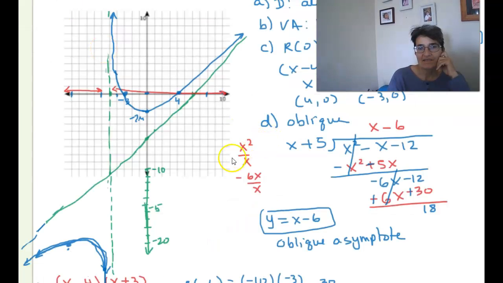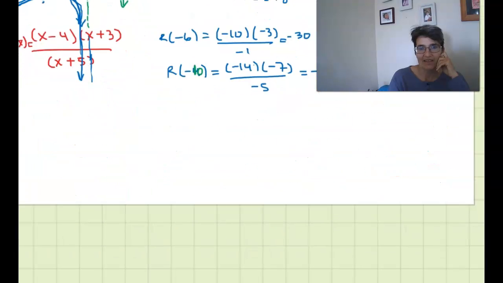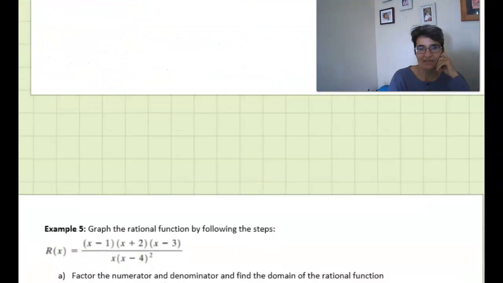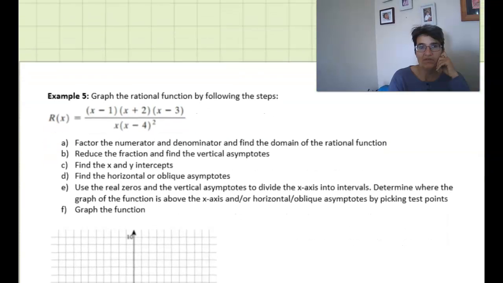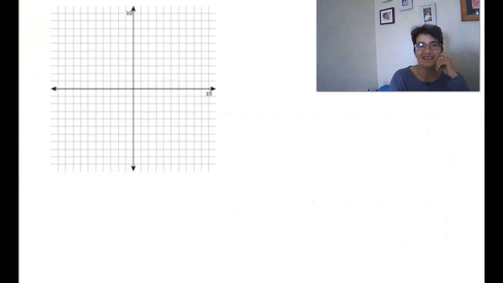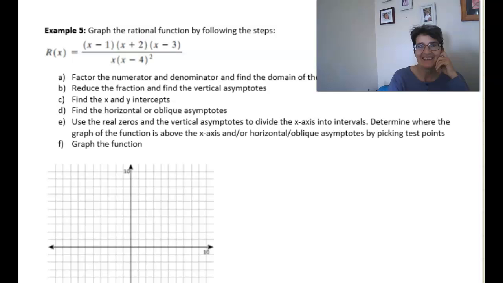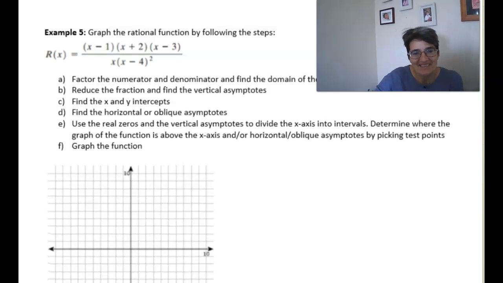Alright, so that's it for this section. You're basically practicing graphing rational functions. Ooh! Oh, here's one more. This looks a bit ugly. Alright, let's go through this one too. Might as well. Wow, this is going to be an interesting one.